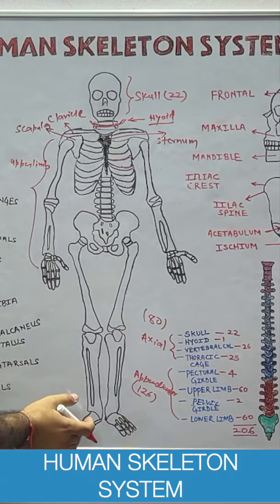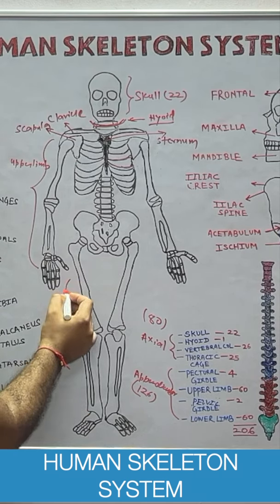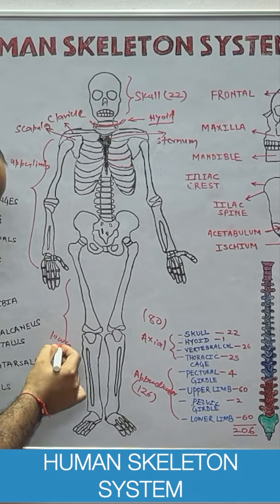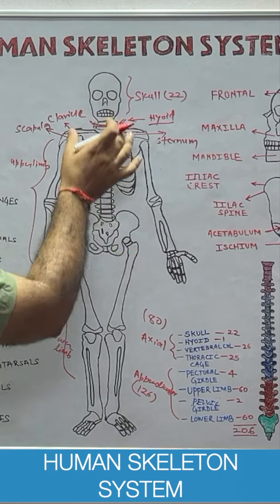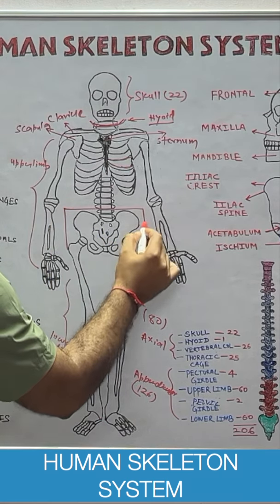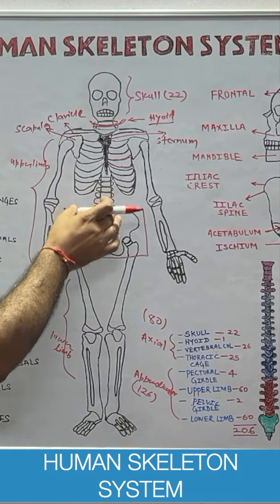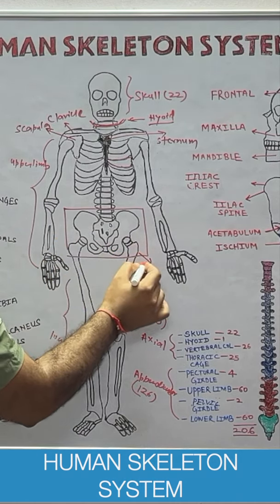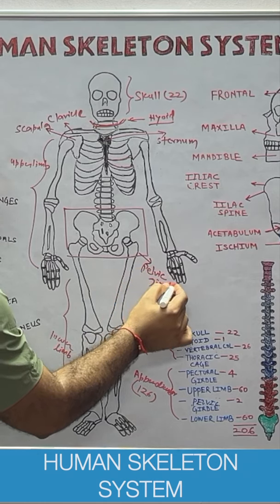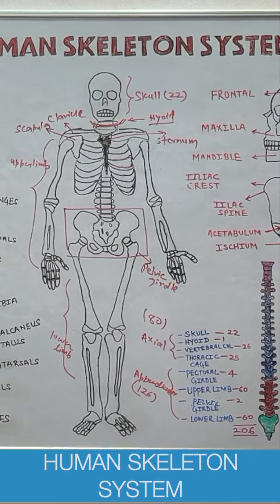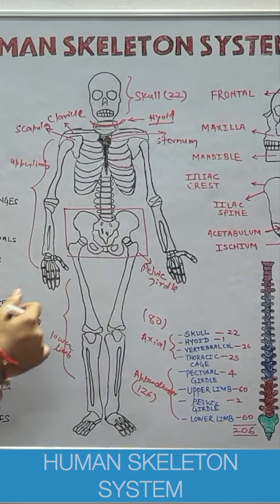And in the lower part of your body, you have the lower limb. This lower limb is attached to the axial skeleton through the pelvic girdle. We will see the different bones in the pelvic girdle later, but just remember, the pelvic girdle is a part of the appendicular skeleton, and it provides the attachment to the lower limb. So this is the complete arrangement of the human skeletal system, the axial skeleton and the appendicular skeleton.